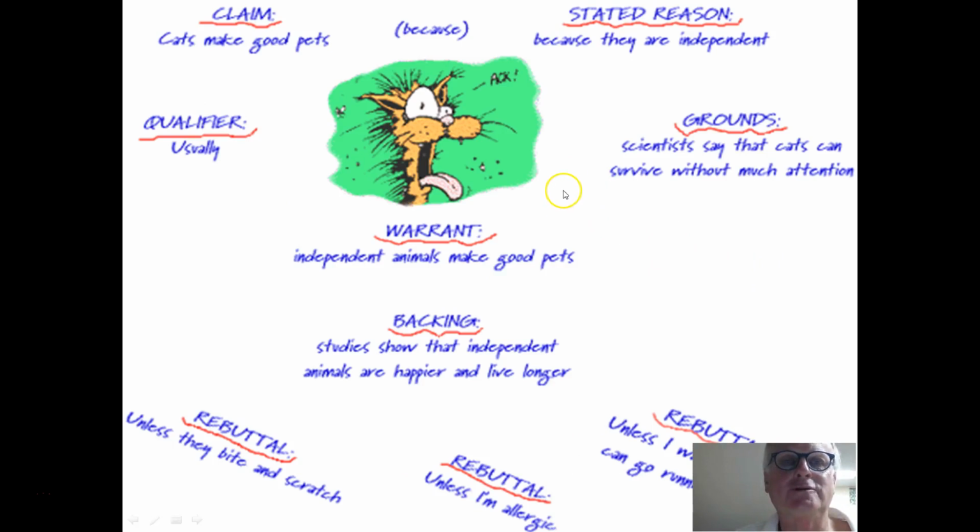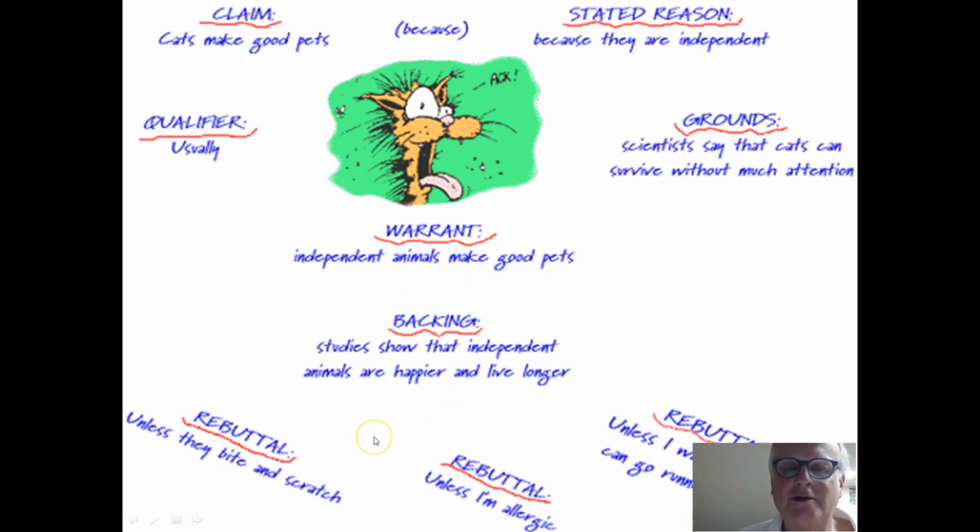Here are some simple ones. These were made by some students at the University of Pennsylvania several years ago in a Toulmin class. Here's the claim: cats make good pets. Why? Because they're independent. What's the qualifier? Well, usually cats are independent. Not all cats are. What grounds or backing do we have? Well, scientists say that cats can survive without much attention. One of our beliefs here is that independent animals make good pets. How do we know that this is a good warrant? Well, we know that from studies that independent animals are happier and live longer.